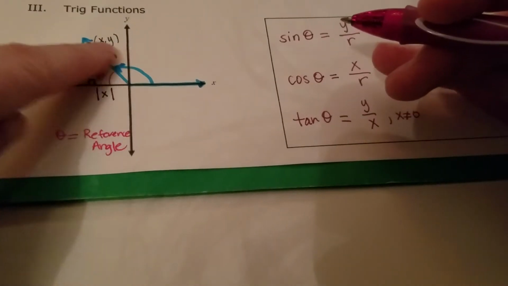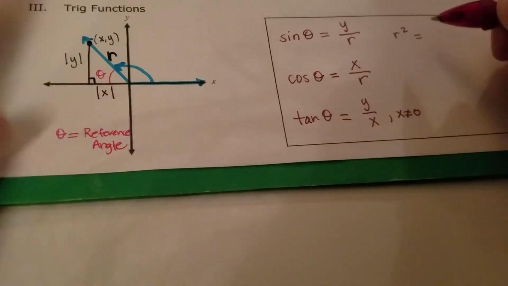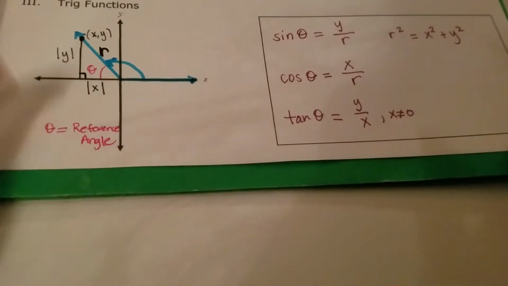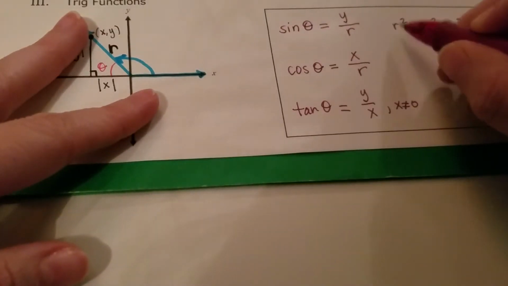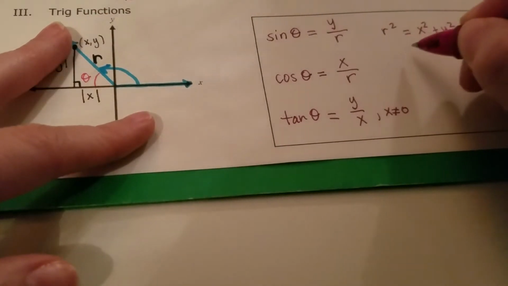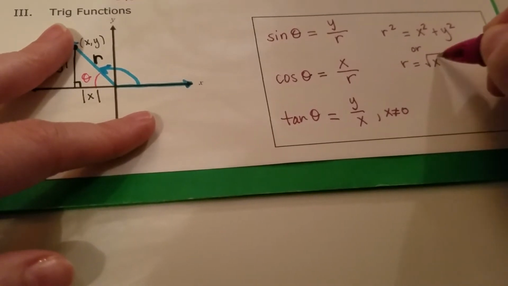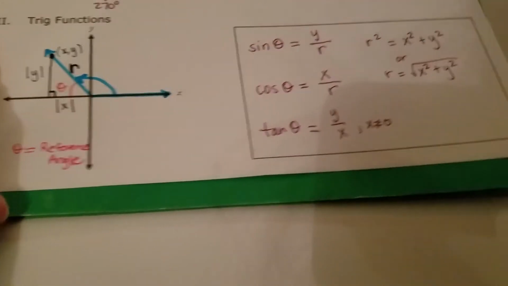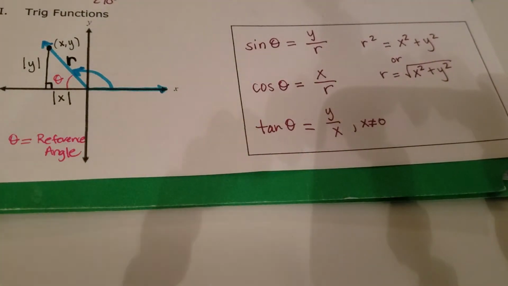Now, you can also set up an equation to find r. This is a right triangle, so we can use the Pythagorean theorem. We know that the hypotenuse squared equals the sum of the two legs squared, which are x and y. So x squared plus y squared equals r squared. Or if you wanted to solve this for r, you would just take the square roots of both sides, which leads to r equals the square root of x squared plus y squared. And you don't need the plus or minus in this case because we are going to use the positive, since it's representing a distance.